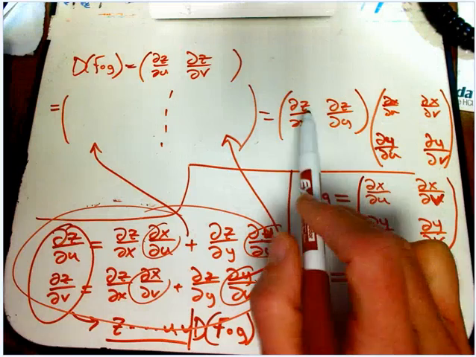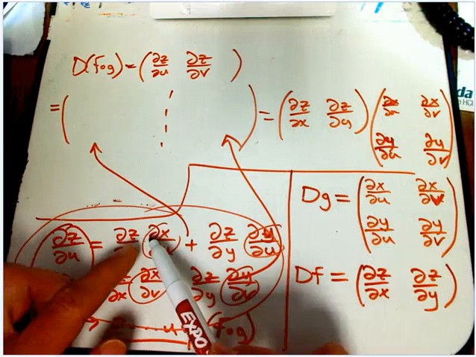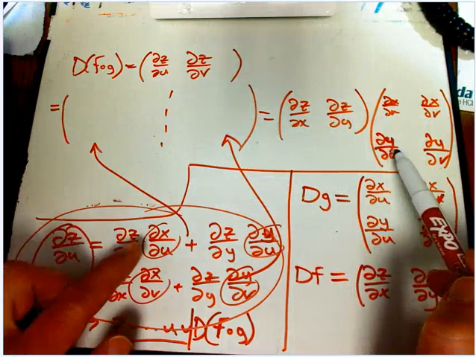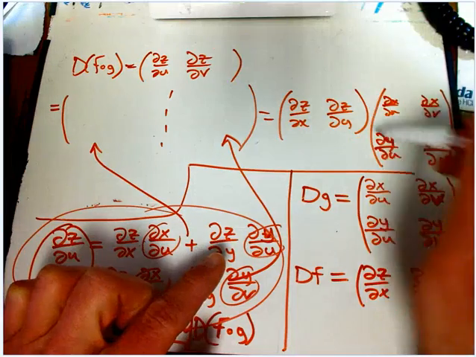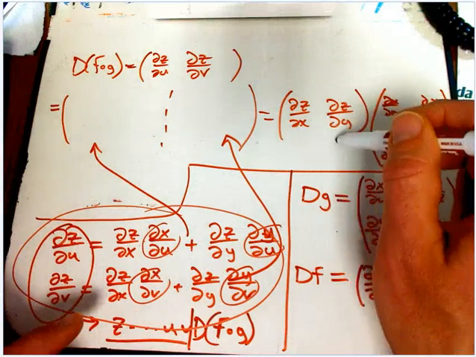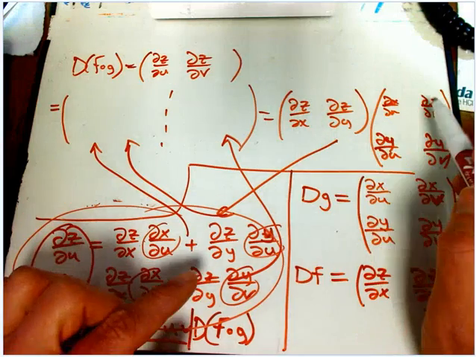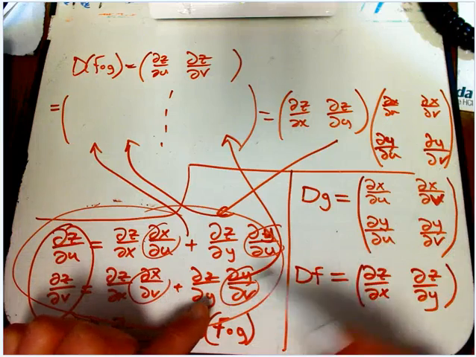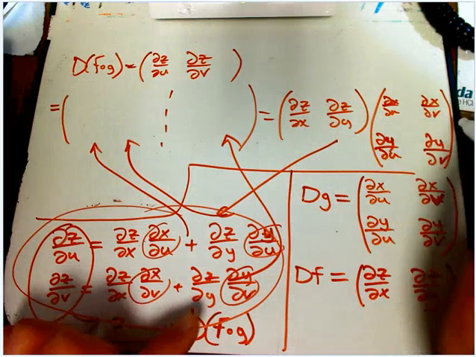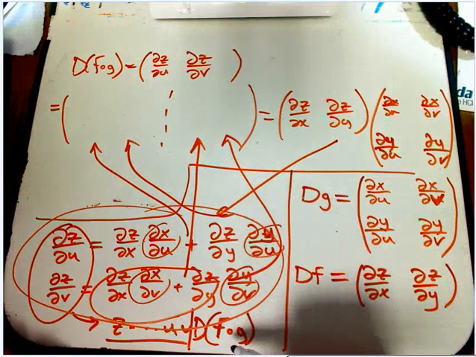So dz dx, dx du, bingo, plus dz dy, dy du, bingo. That row matched with that column, kind of a dot product, that shows up. That's this guy, and that's going to show up here. dz dx, dx dv, dz dy, dy dv. So that row dotted with that column gives us this guy, and that shows up here as advertised.